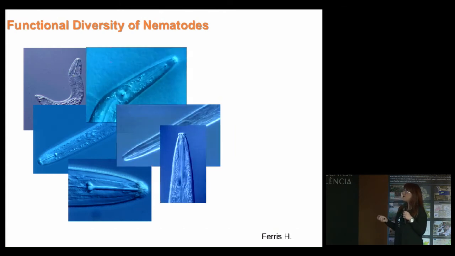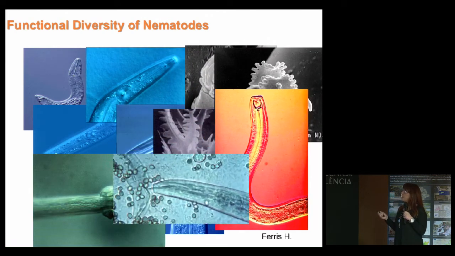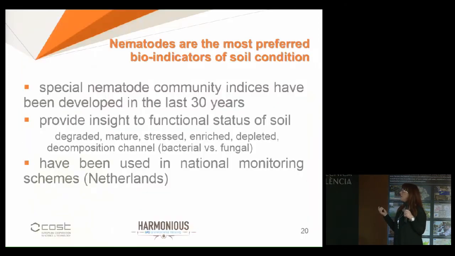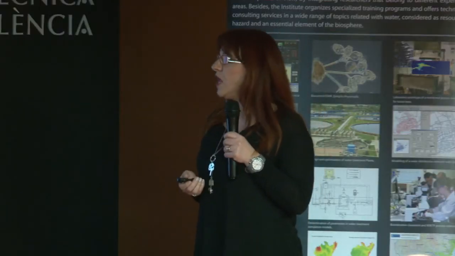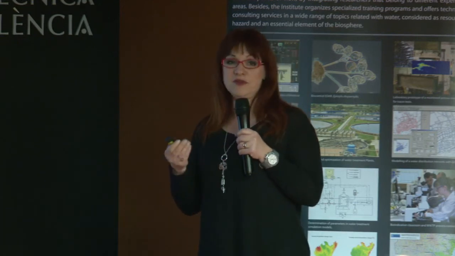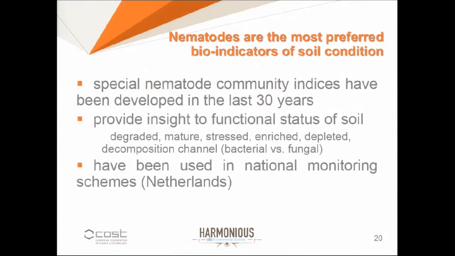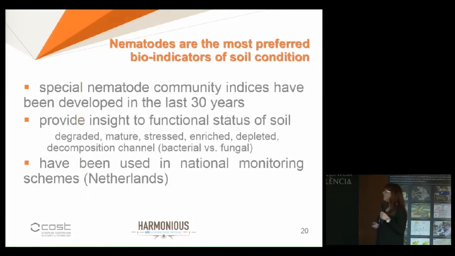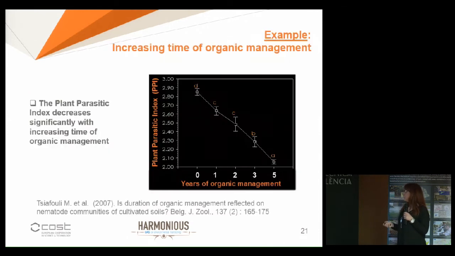Because of this high functional diversity, nematodes are really the most preferred bioindicators of soil conditions. They provide useful insights into soil functioning. They can tell you if you have a degraded, enriched or depleted soil, and they also give you early warnings of what is going to happen with your vegetation. They have been used in some cases, like in the Netherlands, for national monitoring systems.